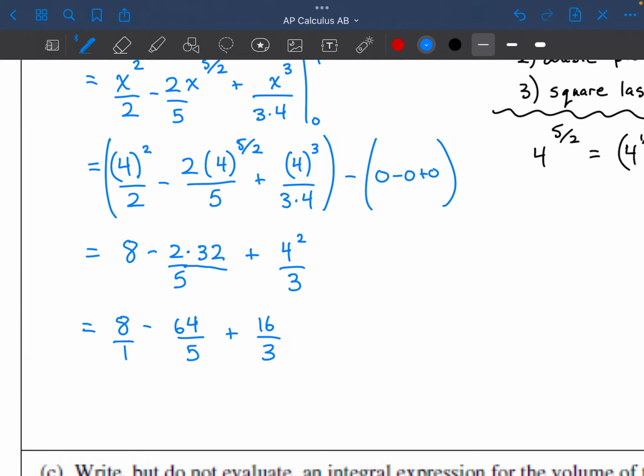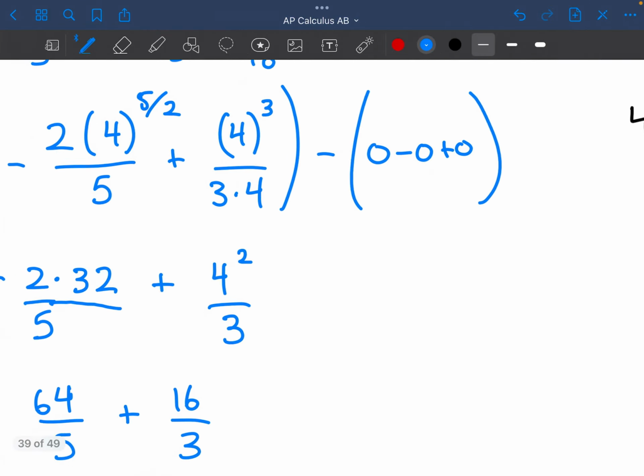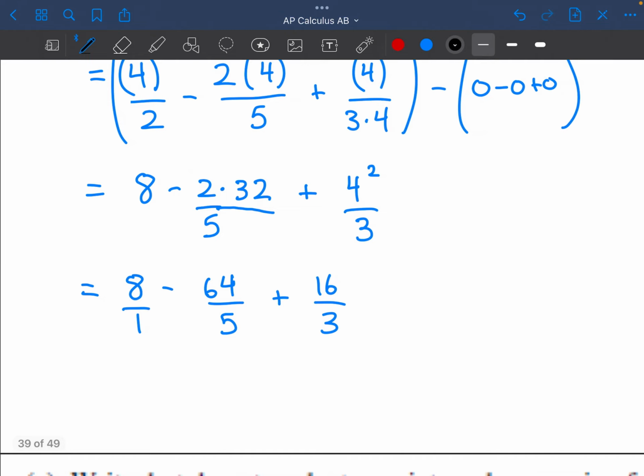What do we need to multiply everything by to get like denominators? Well, it looks like the 5 and 3 are going to make a 15. So essentially, I'm going to be multiplying the 16 over 3 by 5.